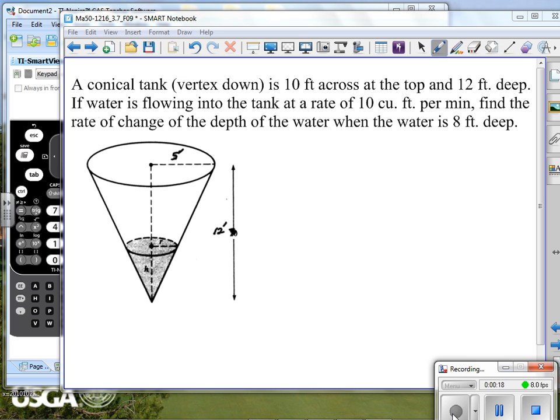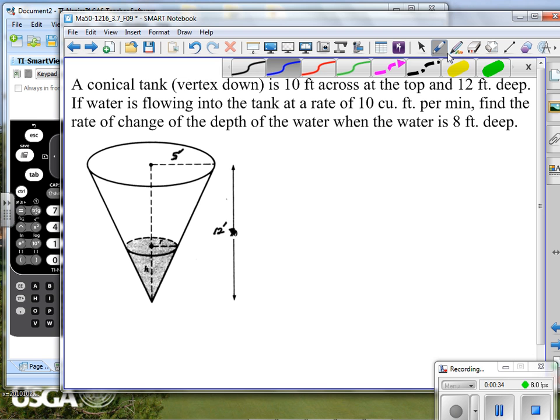Okay, a conical tank, vertex down, is 10 feet across at the top and 12 feet deep. This one you're given a little diagram for. Water's flowing into the tank at a rate of 10 cubic feet per minute. There is a very important statement. Did you pick it up? What gave it away? At a rate of 10 cubic feet per minute.